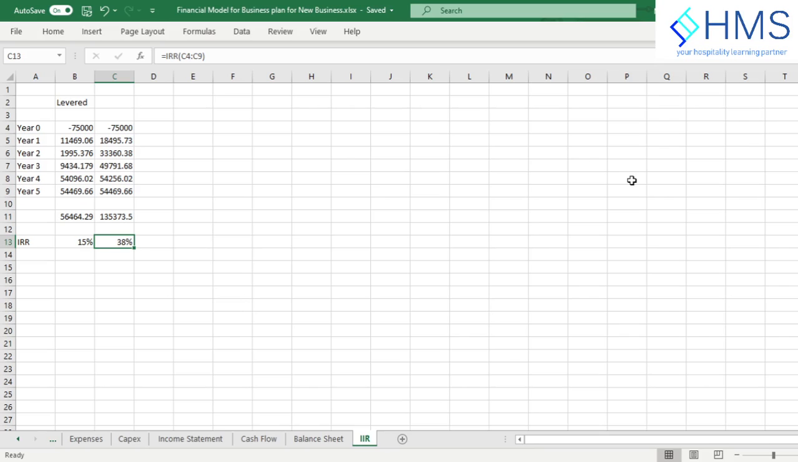So this is how we can create financial models to evaluate projects. In part 2 of this course, we're going to be looking at other business related decisions which you can solve by using financial modeling for our decision making.